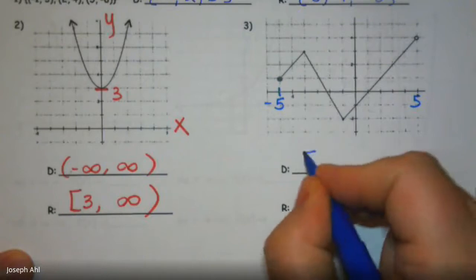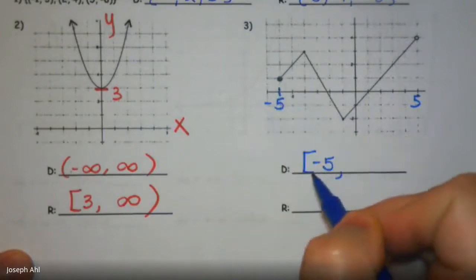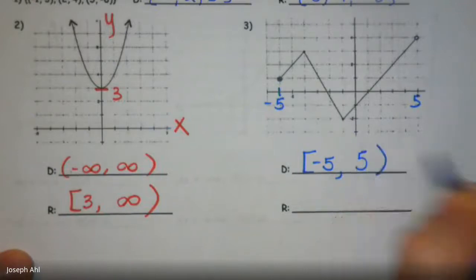But notice how on the left side, this is a closed circle, so I can include it with a bracket. On the right side, we really need parentheses.